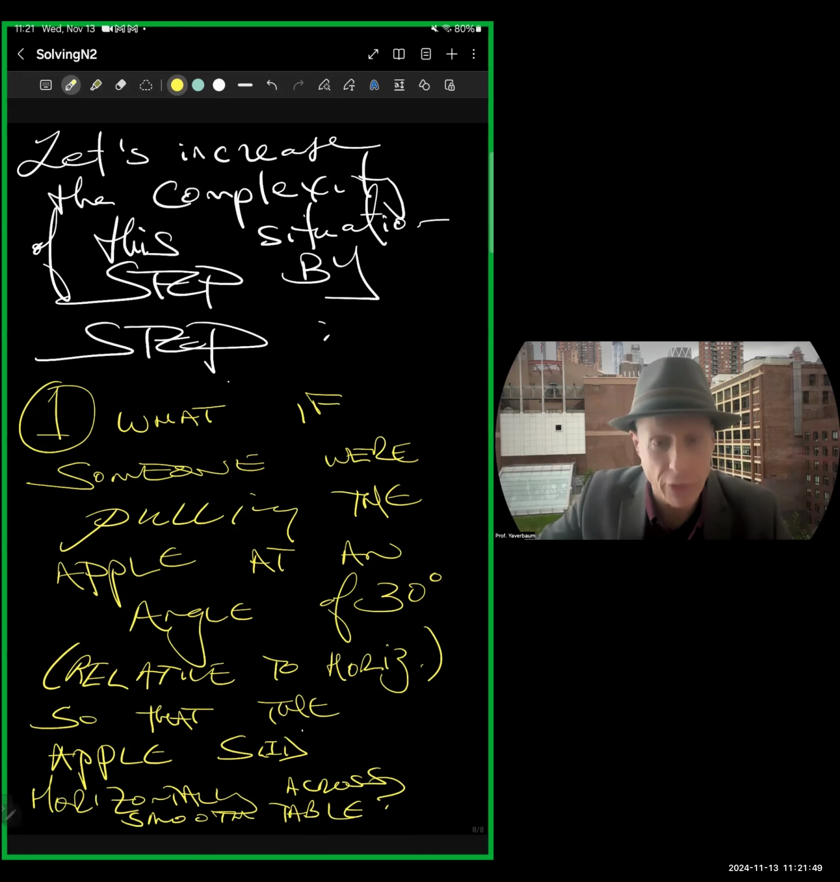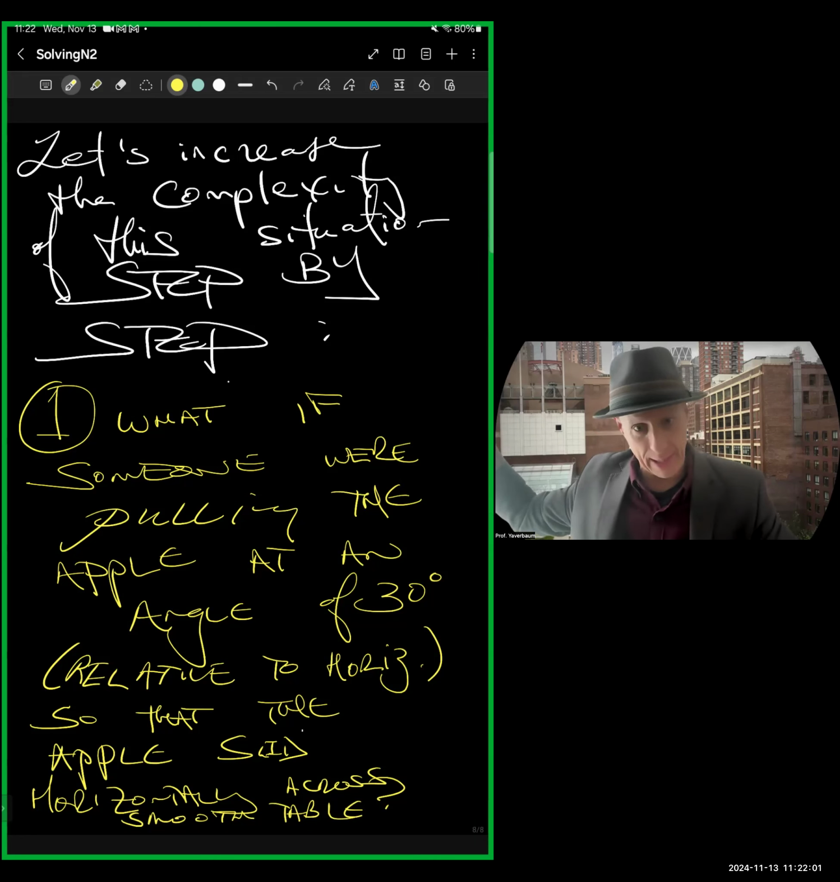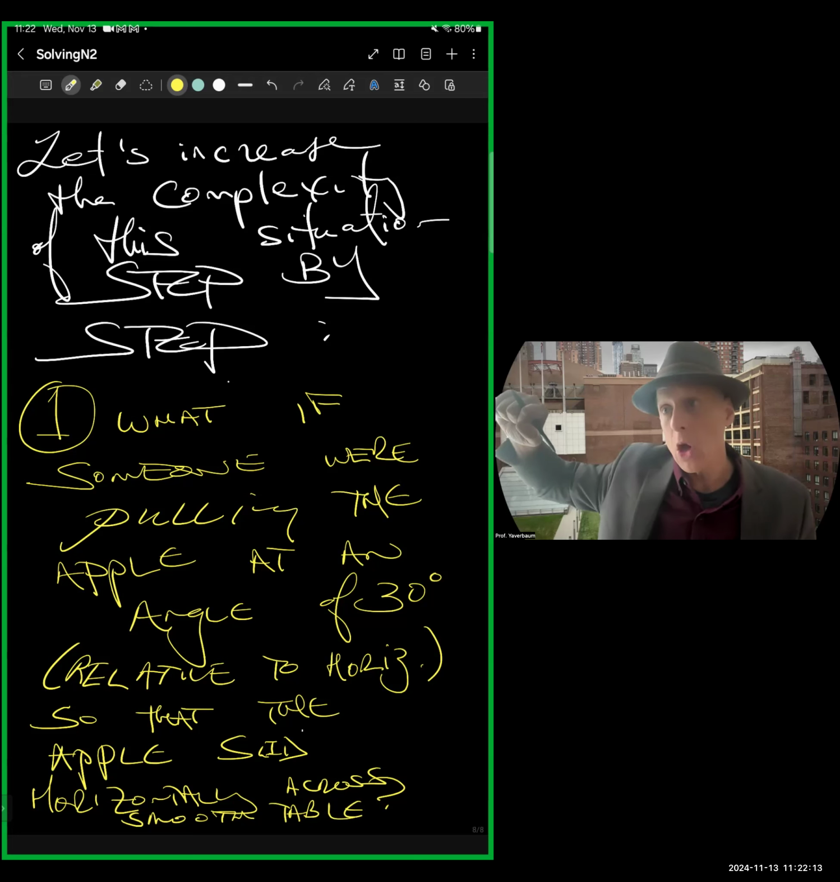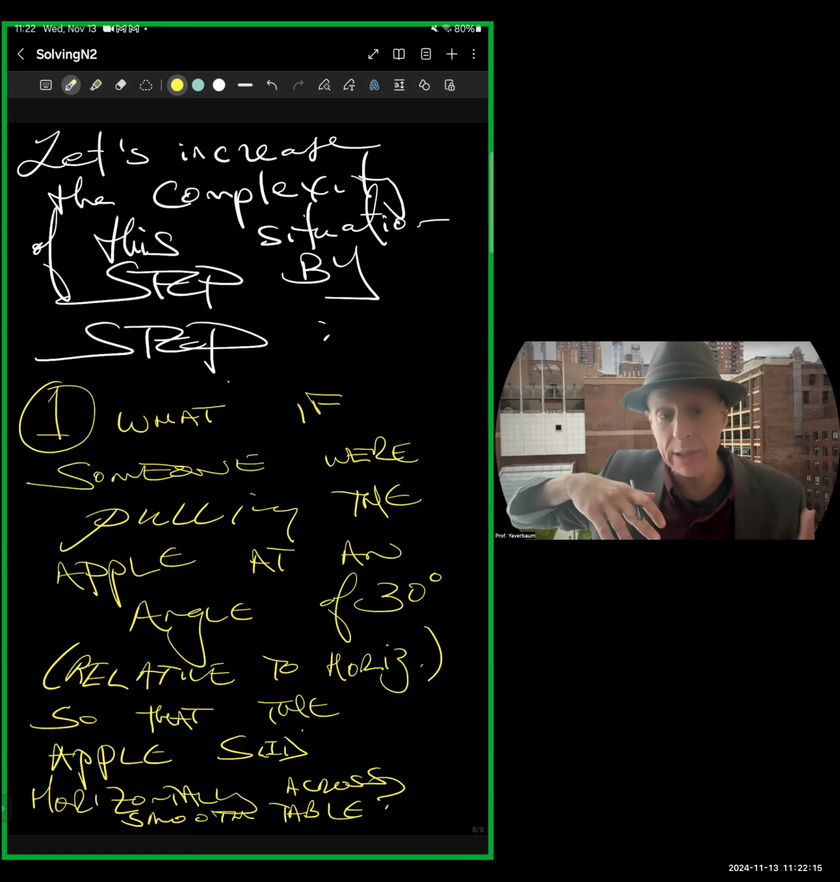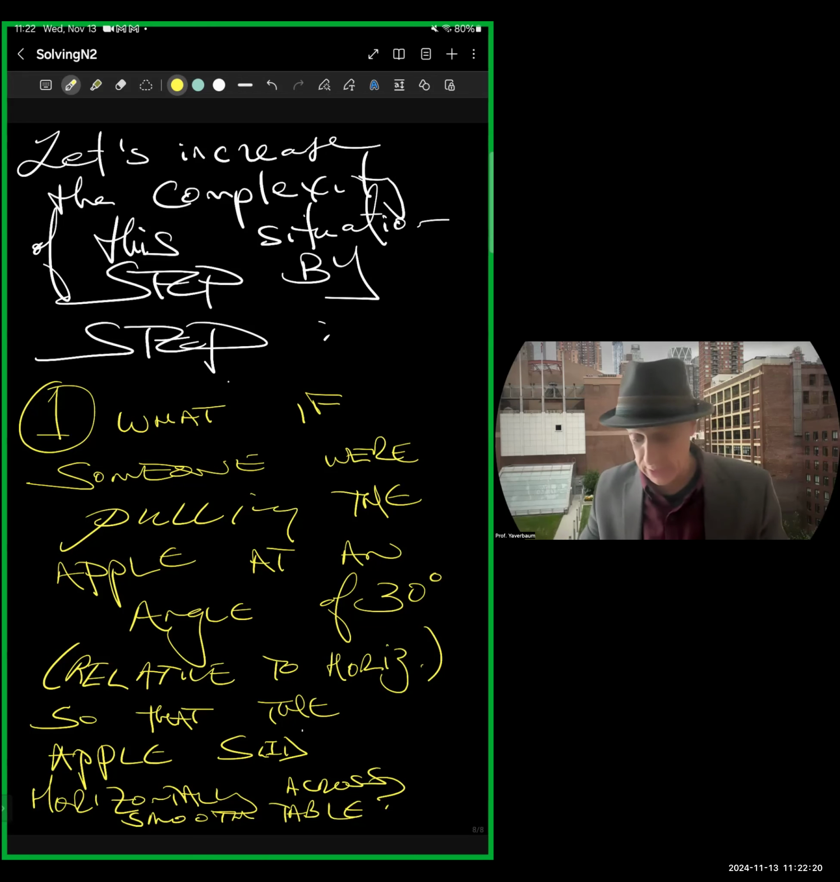Okay, so what I want to say first, I'll just read this out loud. Again, please stop me if you're confused, but I'm now changing the problem. I'm expanding the problem. I'm going to add this feature. What if someone were pulling this apple, like someone had a string or something, and started pulling the apple at an angle, 30 degrees relative to the horizontal? So now the apple starts actually sliding, accelerating horizontally across the table.